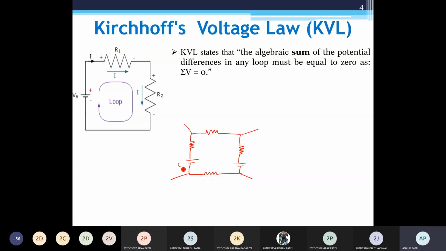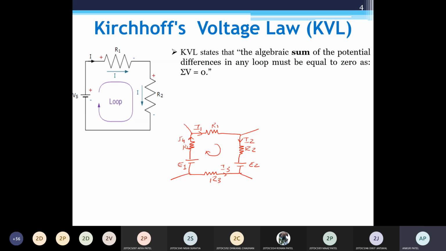Okay, so I am just giving the names. This is my E1 source. This I am giving R4. The current for I4 is like this. This is my R1, this is my I1. This is I2, R2. This is E2, R3, and I3. My loop direction is like this.